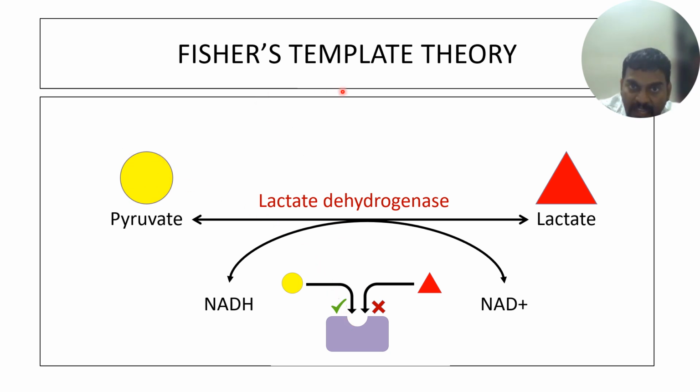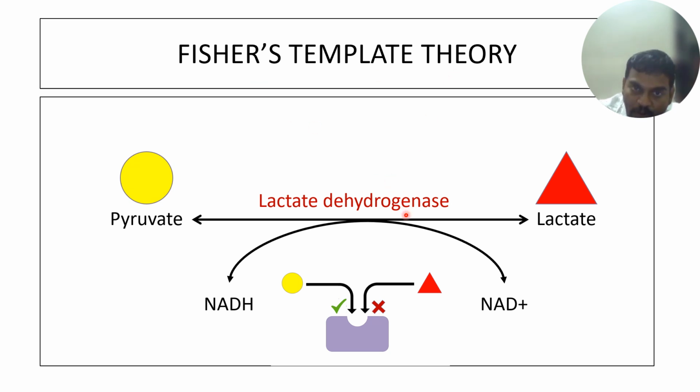So this theory explains the specificity of the enzyme. Only those substrates which are complementary to that of the active site can get attached to the active site. That's what this theory explains, right? So if pyruvate is complementary to that of the active site, it will get attached to the active site, it will get converted to form product, that is lactate, and the lactate will be released. But lactate cannot get attached to the active site according to this theory.